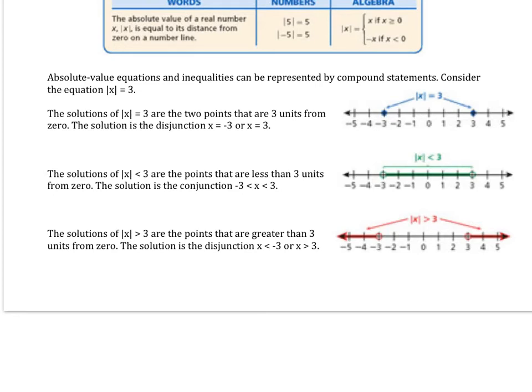The absolute value less than, think and, less than symbol is and. And a greater is or. And you have to just remember what those graphs will look like.